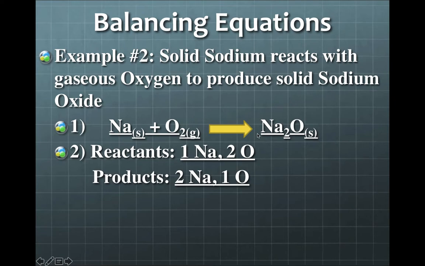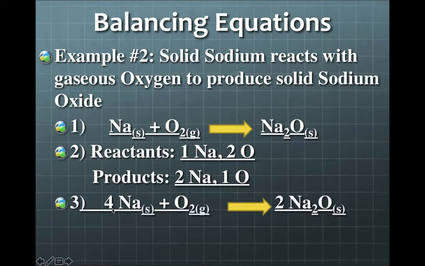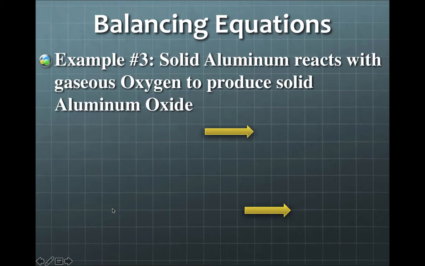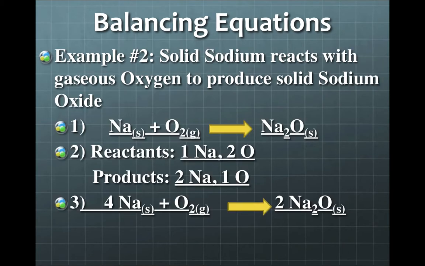So I'd put a 2 right there, but when I do that, I would notice now I have 4 sodiums on the right and only 1 on the left. So I could fix that by adding a 4 in front of the sodium. Okay, so then I skipped step 4. You should always double check though.